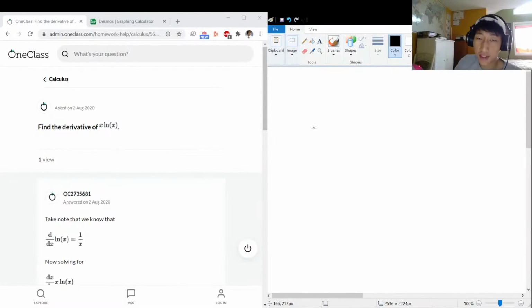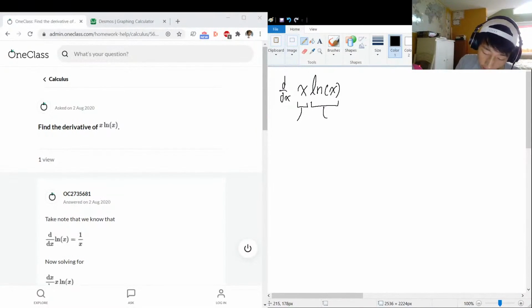Okay, now let's take a look at the next question on the menu. So we have the derivative, so that's d over dx of x times natural logarithm of x. Now, okay, we got to look closely here. We have two functions here. And when we take the derivative of one function multiplied with another function, we have to use something that's called the product rule.